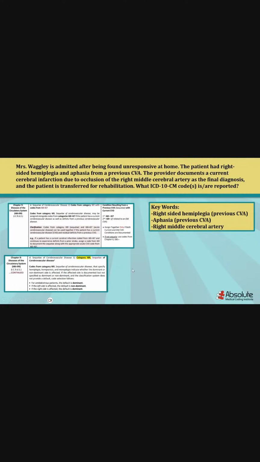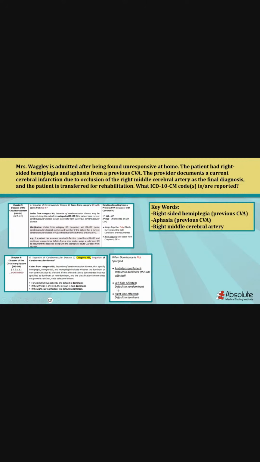So these are going to be the two guidelines, the I.C.9.d.1 and the I.C.9.d.2. So I'm focusing on the I.C.9.d.2 right now, just because right off the bat, they're talking about the previous CVA. So we obviously want to code what they're coming in for. So what they're getting treated for right now is going to be the occlusion of the right middle cerebral artery. And so that's what we're going to focus on first. So again, it's going to be a category from the code I60 through I67.